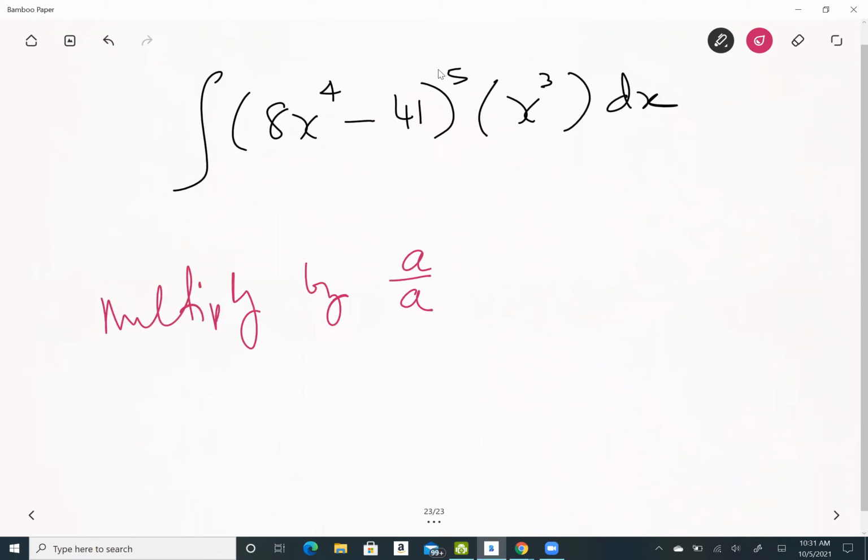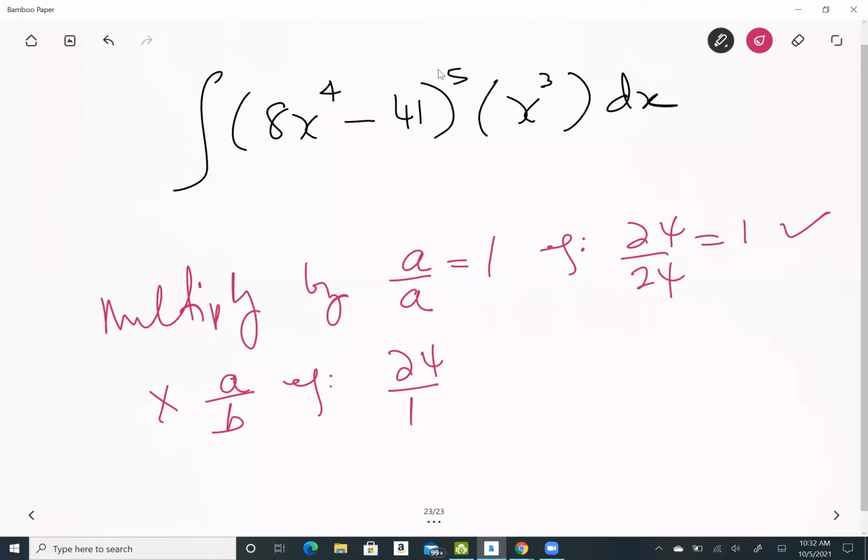Why can I do that? Because it is equal to 1. You cannot multiply by A over B. Or in other words, for example here, I can multiply by 24 over 24. I can do that because it's equal to 1. I cannot multiply by A over B. For example, if I multiply by 24 over 12, can I do that? This one is equal to 2.